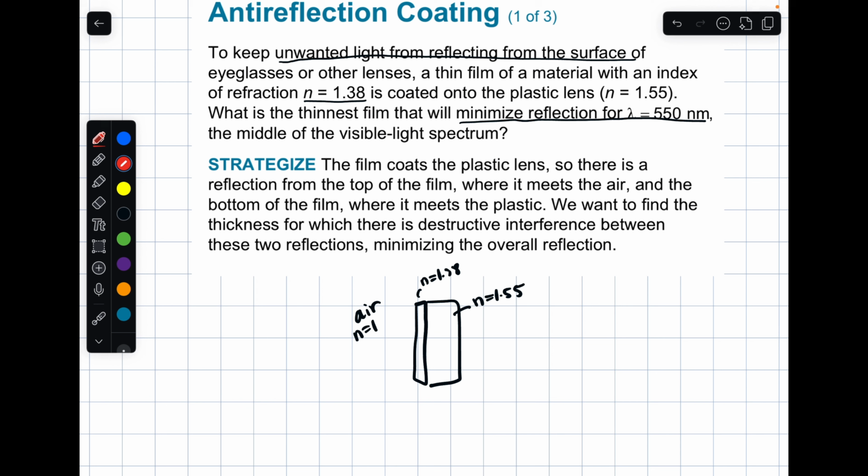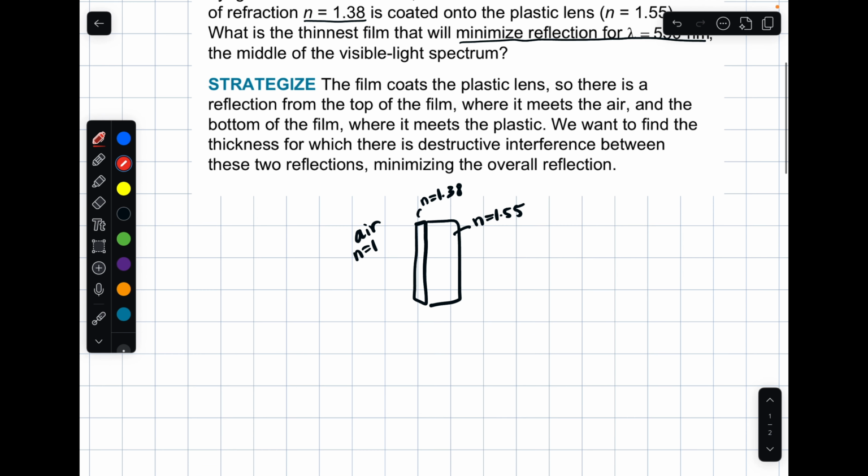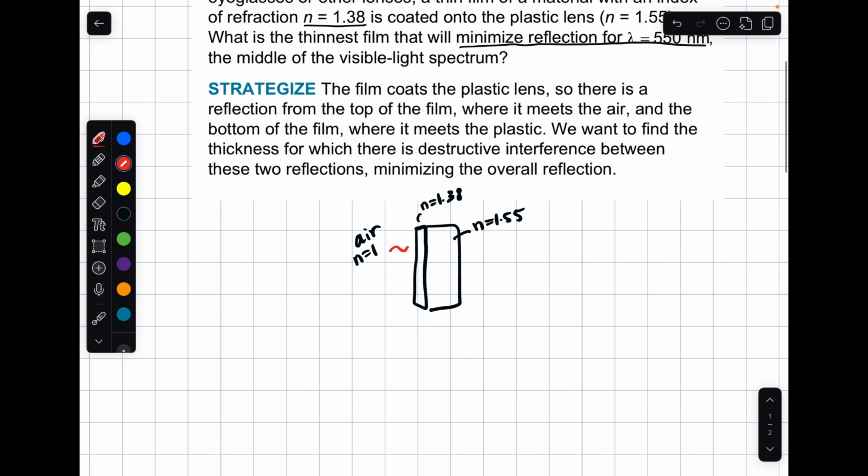So let's first check what phase changes occur. This says 1.38. So let's send in our first ray of light. It's going to bounce off that boundary and turn around. And the question is, does this reflected wave have a phase change or not? Yes, it does, because it goes from 1 to 1.38. So we have a yes phase change. I'll make purple as yes phase change.